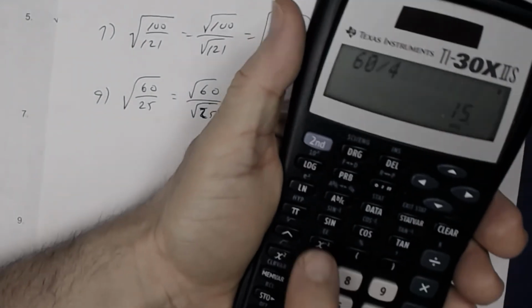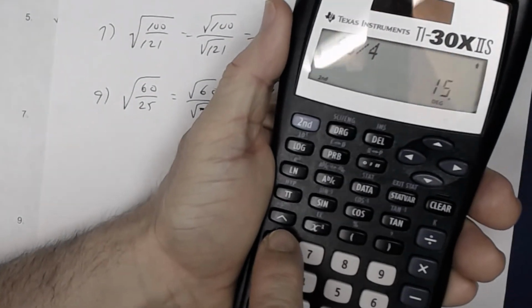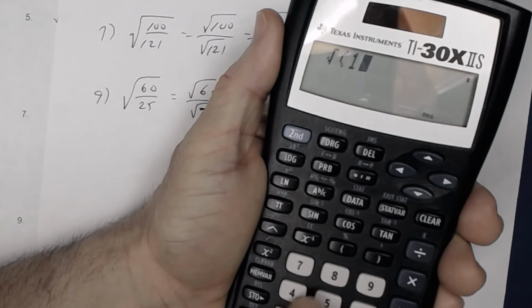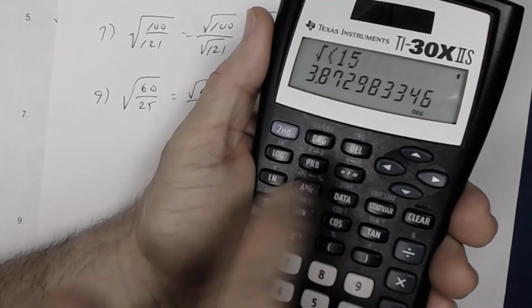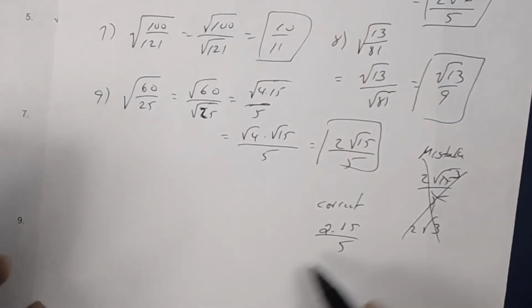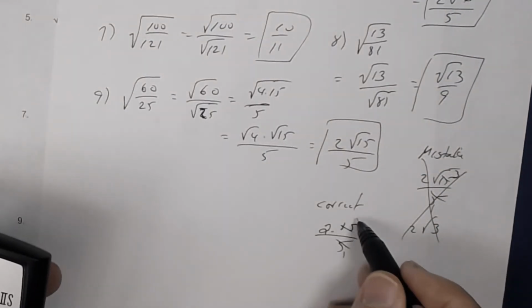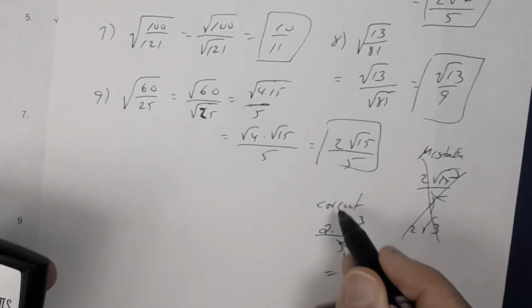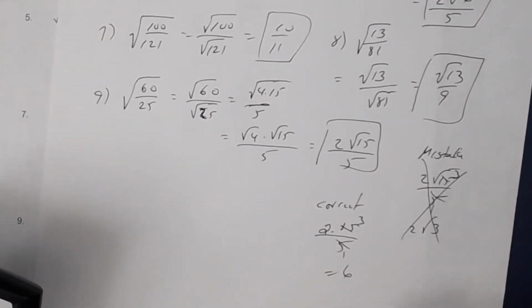Because look, what's the square root of 15? Is it 5? Square root of 15, is that 5? It's not 5. It's 3.8729 and so on, right? Now, if it were 5, then you could reduce like this and say 2 times 3 is 6. That's true there, but this is not, so don't make that mistake.